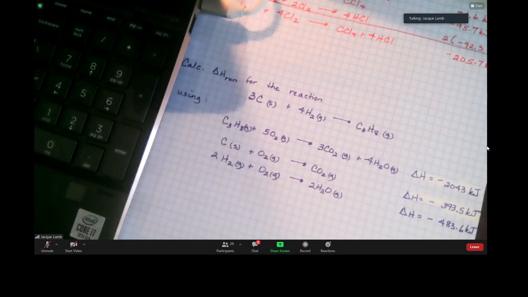Once you've done it and you've calculated the delta H, write it in nice big numbers and hold it up to your camera and let me see.